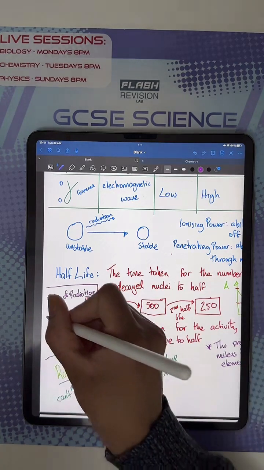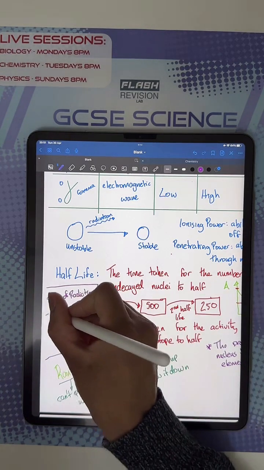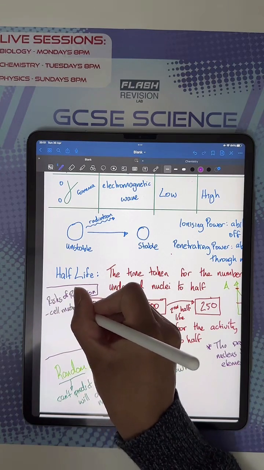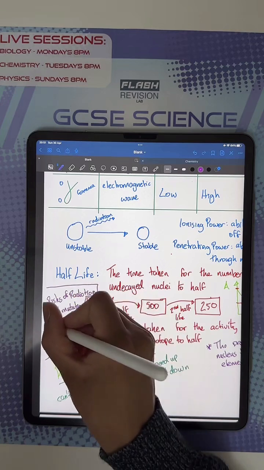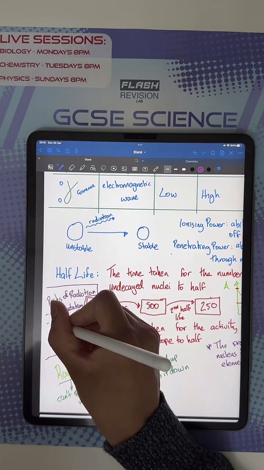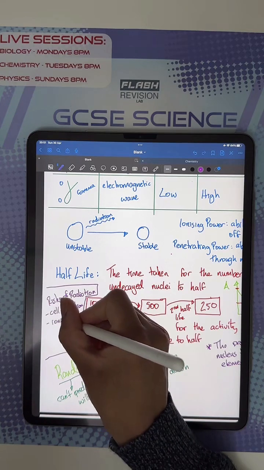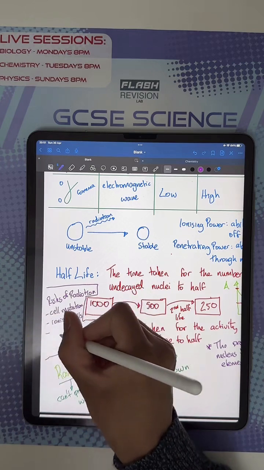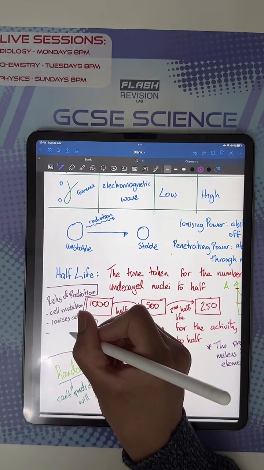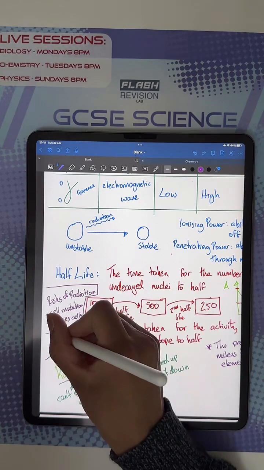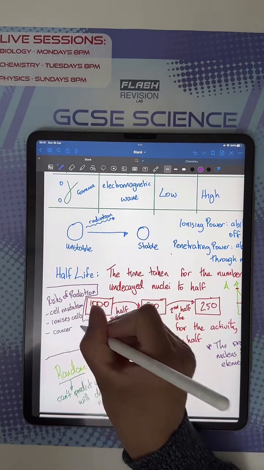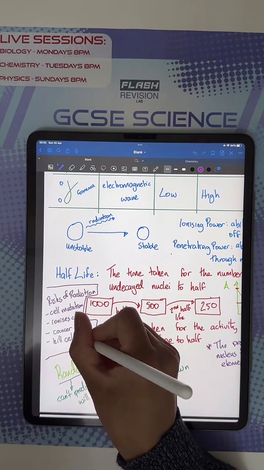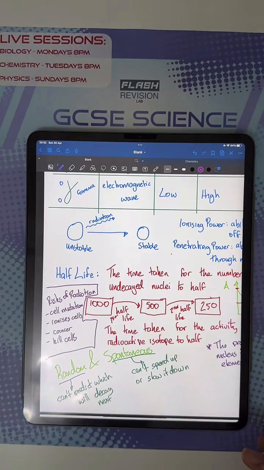So the risk of radiation is that it causes cell mutation, because it ionizes, and this can lead to cancer. Or it could even just kill your cells. If it's a high dose, it can just kill your cells as well.